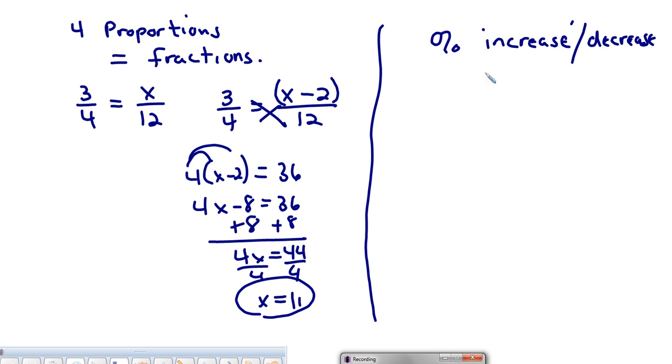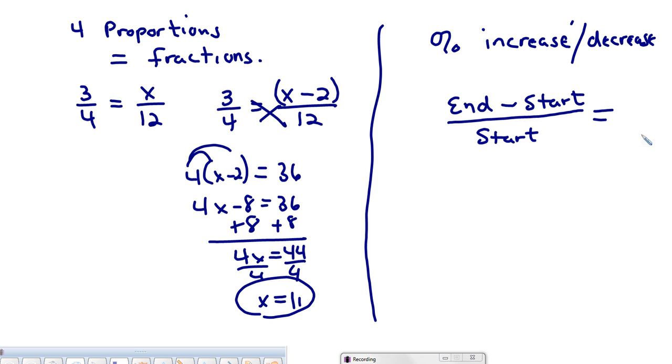There will be 2 percentage increase, decrease problems on the test. Remember, to find the percent increase or decrease, you take your end value minus the starting value, and you take that answer and divide it by your starting value, and then the answer written as a percent when we're done. Also make sure that you do tell whether it's an increase or a decrease.